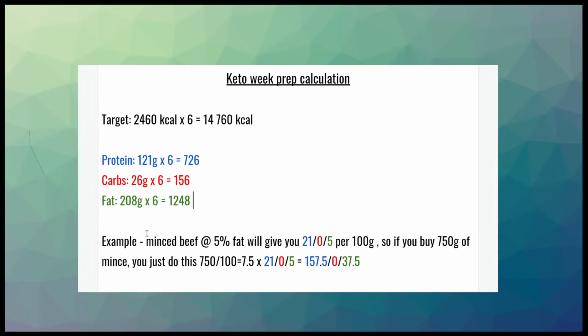Okay, here's an example of minced beef. Let's say you buy it at 5% fat. That will give you 21 grams of protein, 0 grams of carbs, 5 grams of fat per 100 grams. So if you buy 750 grams of mince, you just divide 750 by 100. That will give you 7.5. And you just multiply it by the numbers I gave you earlier. And these are the total numbers you're going to receive from 750 grams of mince.